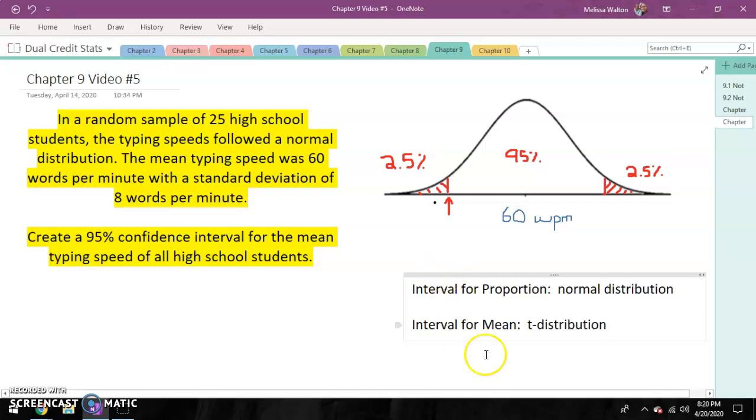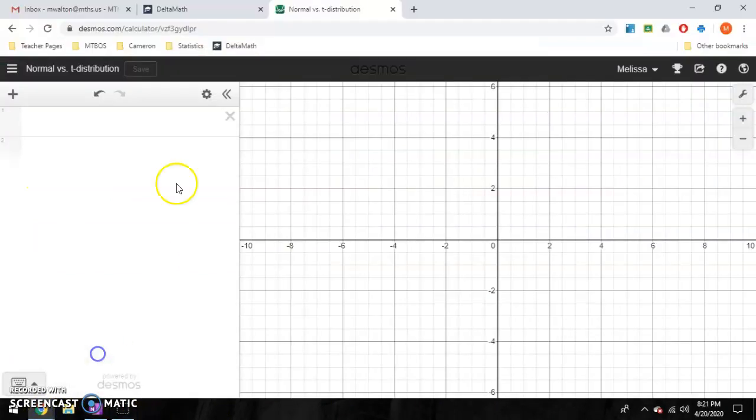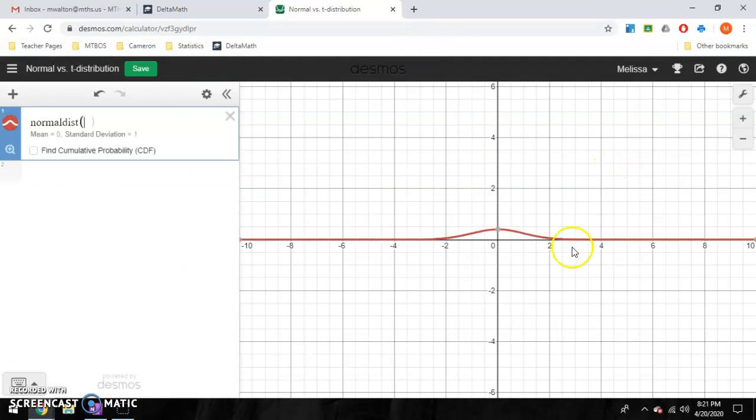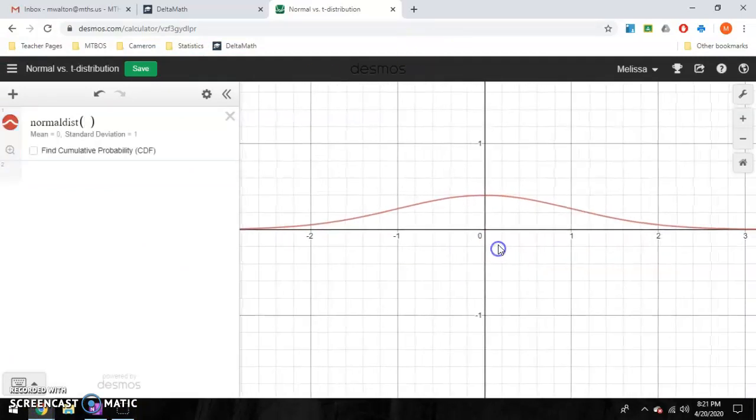And there is kind of a fun story about the creation of the t-distribution. It actually came from a man who worked for Guinness Brewing. He was very limited on the number of samples that he could take, and he noticed that for means, there was a little bit of a difference between the normal distribution and the t-distribution. So I'm going to go ahead and show this out. A normal distribution looks like this. If we were to zoom in, the normal distribution is nice and symmetric.